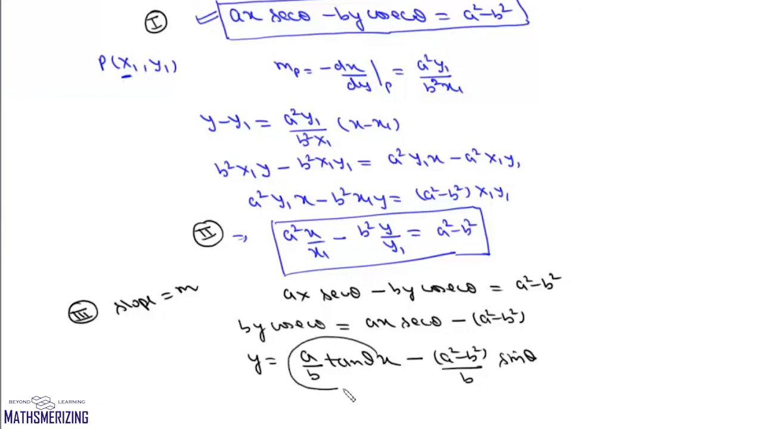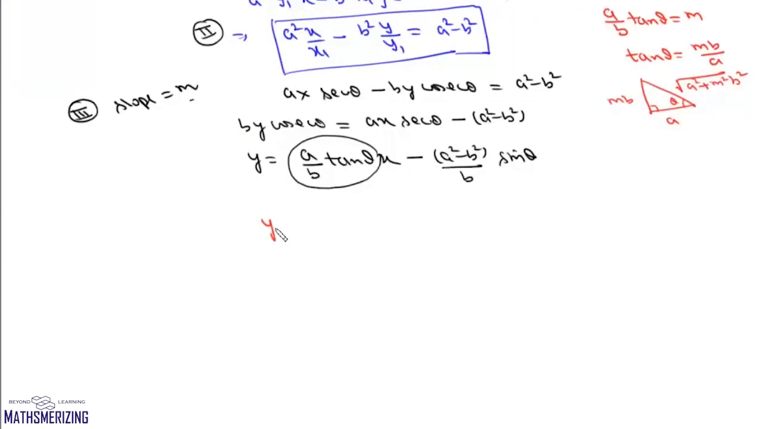Now we are given that the slope of normal is m. So basically we can write a upon b tan theta is m. So tan theta is actually mb upon a. So we'll draw this triangle. Then this is theta. This is mb. This is a. And this is under root of a square plus m square into b square. Now a upon b tan theta is simply m. So it will be y equals mx and then minus a square minus b square upon b.